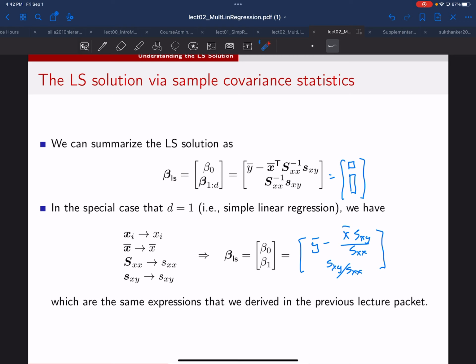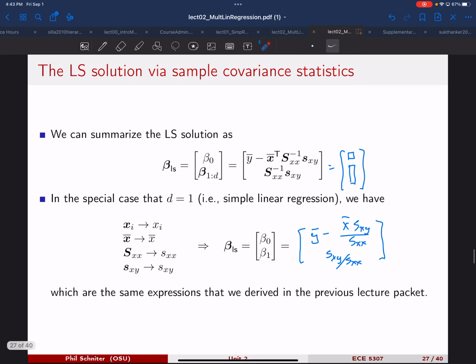Both of those are scalars, you said? Down here, everything is scalars. Yeah, these are all scalars. Up here, the bold ones, you know, capital bold is matrix, lowercase bold is vector. Okay, great. So that's all we have for this. We can move on to the next topic if everybody's good.